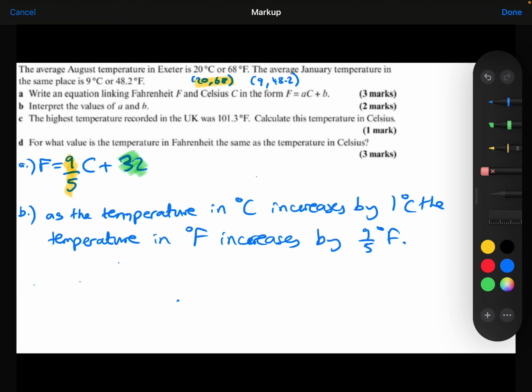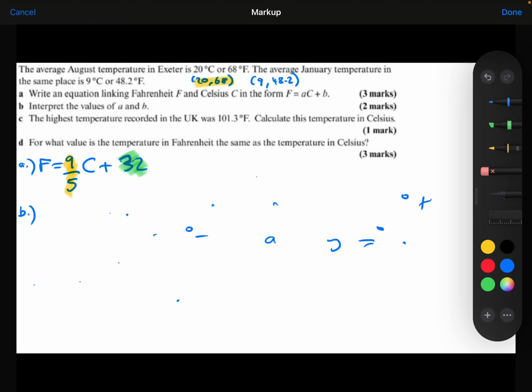Part C. The highest temperature recorded in the UK was 101.3 degrees Fahrenheit. We need to calculate the temperature in Celsius. So in Fahrenheit, 101.3, and that's equal to 9 over 5C plus 32.